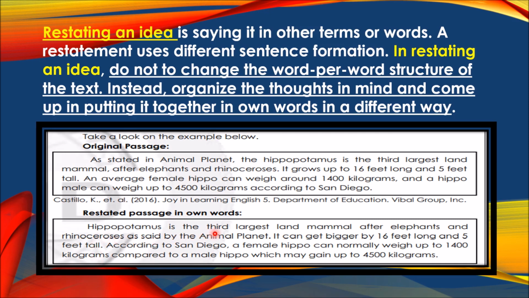Here, the restated passage, as you can see, started with hippopotamus is the third largest land mammal after elephants and rhinoceroses, as said by the Animal Planet. It can get bigger by 16 feet long and 5 feet tall. According to San Diego, a female hippo can normally weigh up to 1,400 kilograms compared to a male hippo, which may gain up to 4,005 kilograms. Okay?